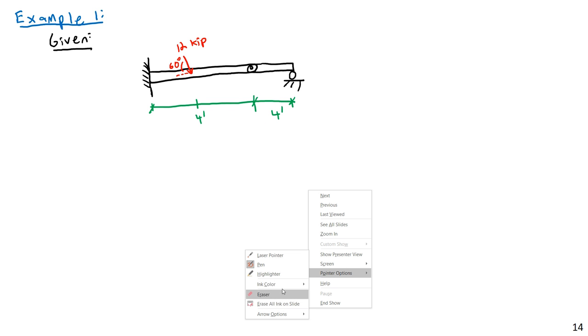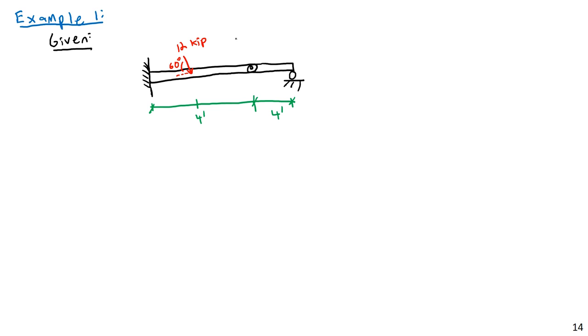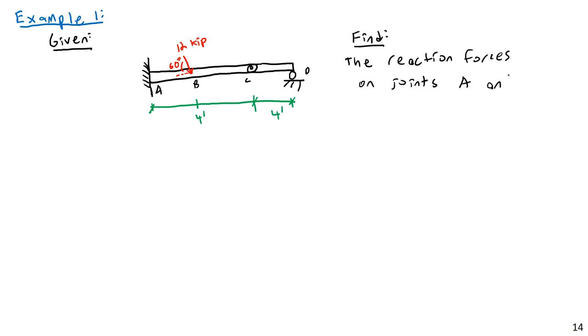So relatively simple. And I'm going to ask us to find all of the, let's go ahead and give the joints names as well: A, B, C, and D. And all of this is given, and I want to find, let's just say, the reaction forces on joints A and D, and the forces being transmitted through the pin at C, on pin C. So let's go ahead and do that.